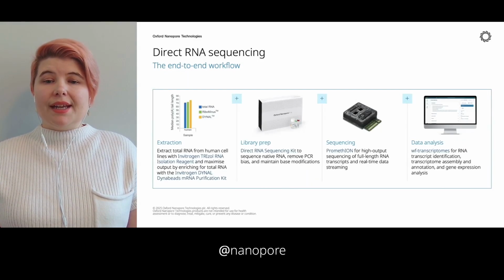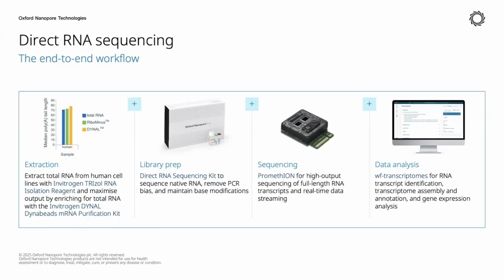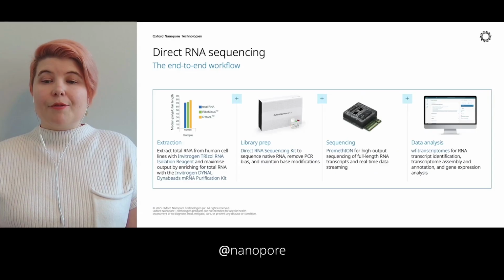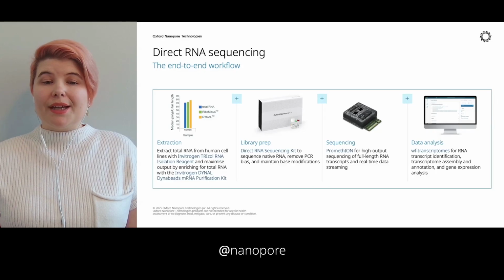Here's the direct RNA sequencing workflow from sample to answer. When starting from a human cell line, for example, we recommend extracting RNA using TRIzol RNA isolation reagent, then enriching for mRNA with the Invitrogen Dynabeads mRNA purification kit. After library preparation, we recommend sequencing a human transcriptome on a PromethION flow cell for high outputs of full-length transcripts. Finally, the Epi2me transcriptomics workflow provides intuitive transcriptomic analysis.